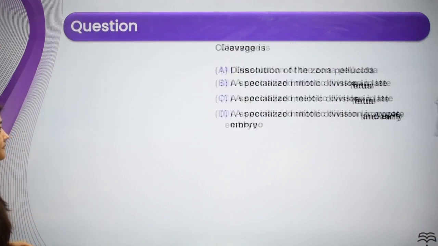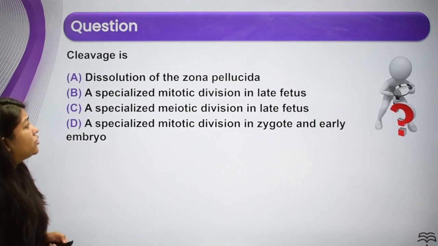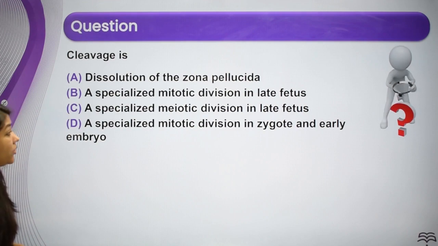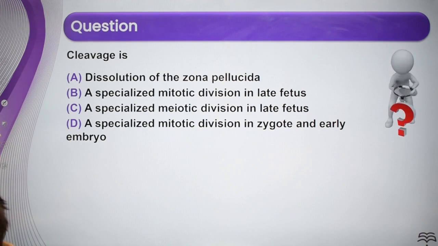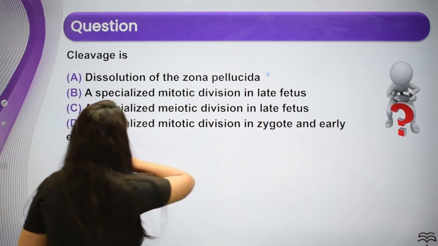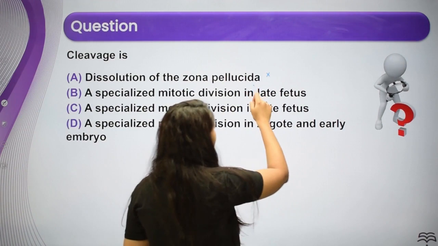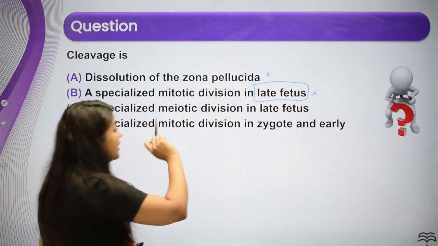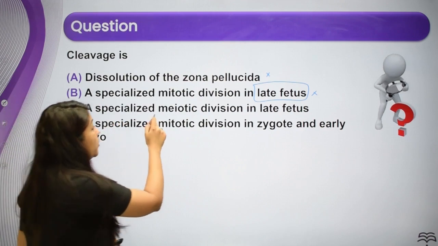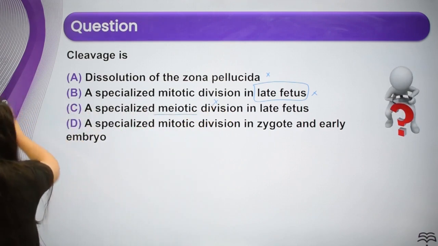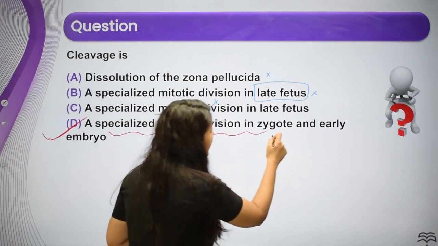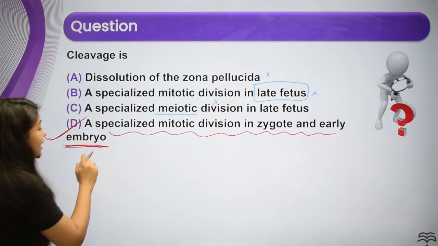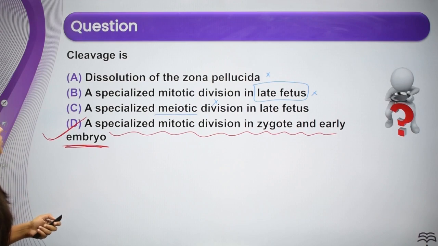Now let's take one question. What is cleavage? Dissolution of zona pellucida, a specialized mitotic division in late fetus, a specialized meiotic division in late fetus, a specialized mitotic division in zygote and early embryo. So देखो, dissolution of zona pellucida तो बिल्कुल नहीं होता है. A specialized mitotic division in late fetus नहीं होता है, right? Zygote या early embryo होता है. A specialized meiotic बोल दिया है, नहीं होगा. What is going to be our answer? Our answer is going to be D, that it is a specialized mitotic division in zygote and early embryo. Okay, so D is going to be the answer.